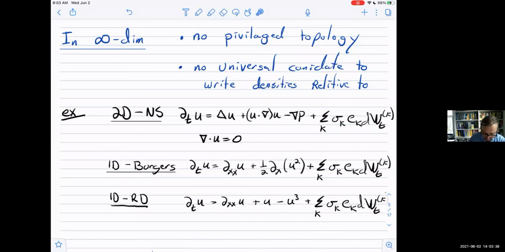So I want to briefly touch on 3 examples: the 2D Navier-Stokes equation on the torus, 1D Burgers, again on the torus with no mean flow or Dirichlet boundary conditions, and 2D reaction diffusion. I'm not going to be so precise about the settings, I don't have a lot of time, but let's just think about these 3 equations, okay?